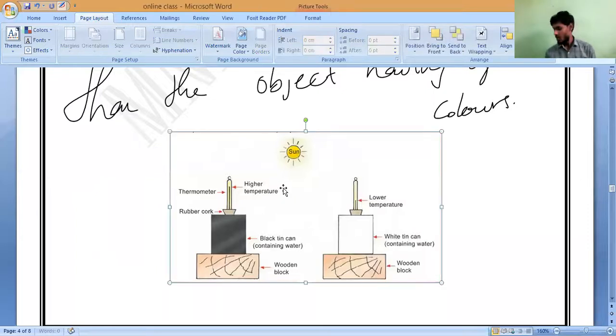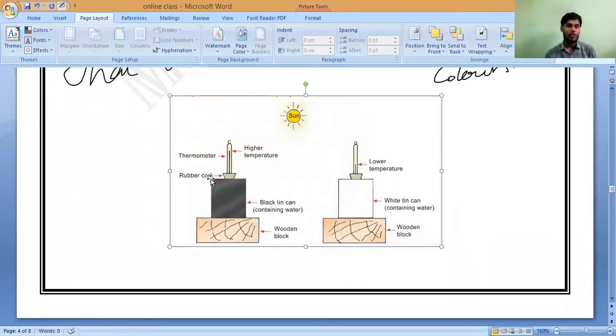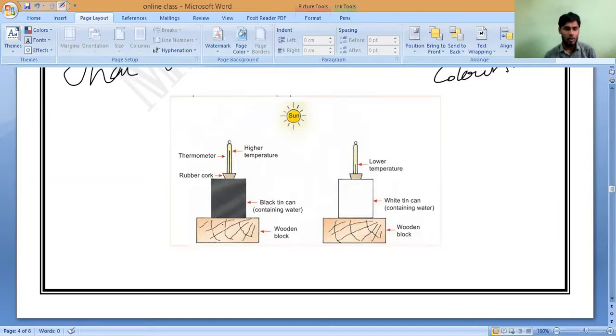Okay, no issues. So in this picture, you observe, Hari, both of you. I am taking two objects for an activity to prove that dark objects can absorb more heat energy than the light color objects. Correct or not? That is the activity we are going to do now. So observe very carefully here.